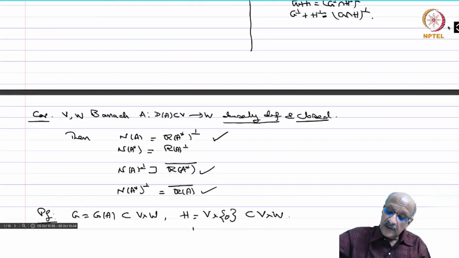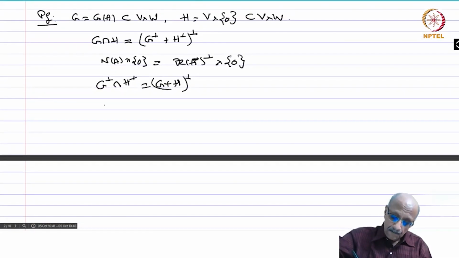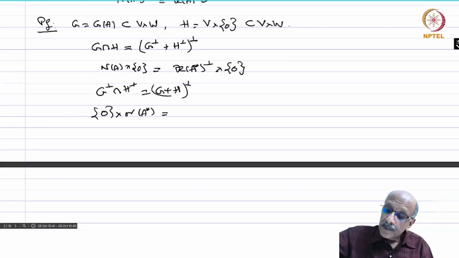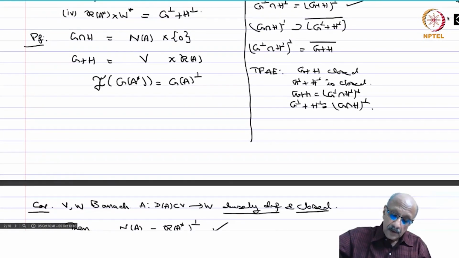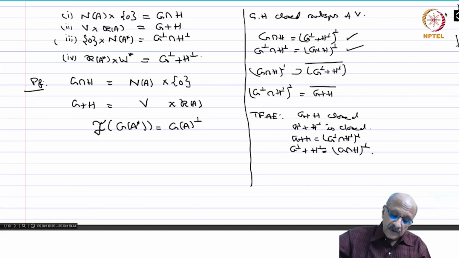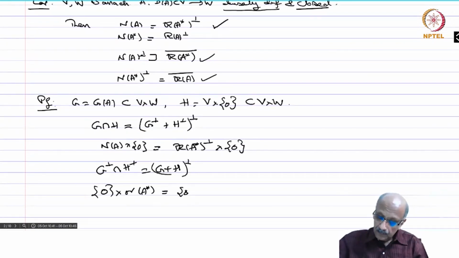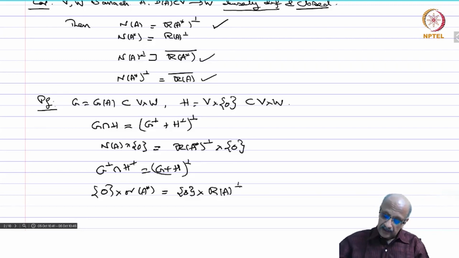That is 0 cross NA star equals G plus H perp. G plus H is V cross RA, so the perp of it will be 0 cross RA perp. And therefore you have N of A star equals RA perp. That proves the second part of the proposition. Okay.